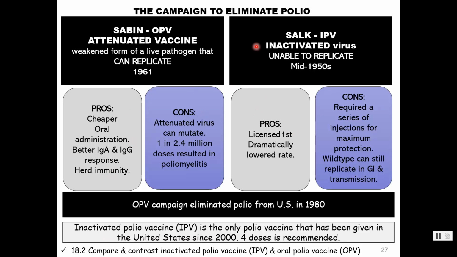And so remember, inactivated, unable to replicate, you need multiple shots, but it is safer. OPV, since it's one with an attenuated vaccine, it is live, it can replicate, it gave great immunity. Dangers are that an attenuated virus can also mutate and go back and revert and cause disease. And so OPV is what we use to eliminate it, and now that is no longer used in the United States, so it's IPV because it's safer and there is no chance of reversion.